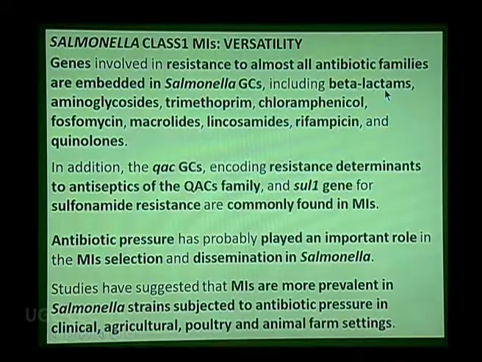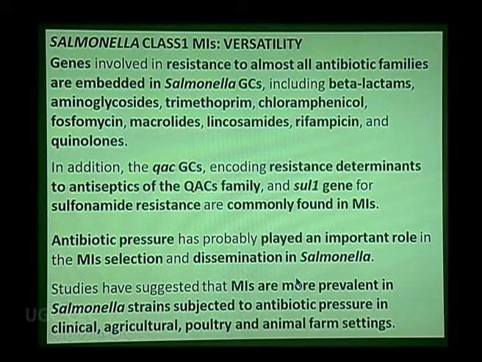Different antibiotic resistance genes belonging to the gene cassettes in Salmonella class 1 MIs include almost all antibiotic families. For example, beta-lactams, aminoglycosides, trimethoprim, chloramphenicol, fosfomycin, macrolides, lincosamides, rifampicin, quinolones, and even more. You name it. Whatever modern antibiotics we use today, Salmonella will have a resistance gene within the integron. This, in combination with the resistance against quaternary ammonium compounds as well as sulfonamide antibiotics, makes Salmonella bearing this integron a versatile fighter against almost any sort of antimicrobial challenge.